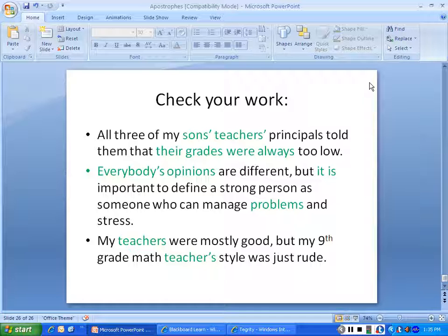Everybody's opinions are different. We have a singular possessive with an apostrophe s, and we made opinions plural. We also figured out that we did not mean belonging to it, but that we were looking for the verb and noun phrase it is. Someone who can manage problems has become plural instead of singular possessive. My teachers were mostly good. We have made teachers plural. But my 9th grade teacher's style was rude. Here we have indicated that the style belongs to one teacher.